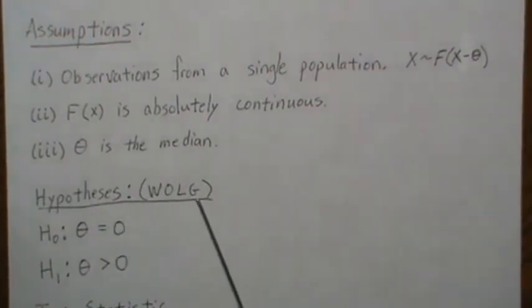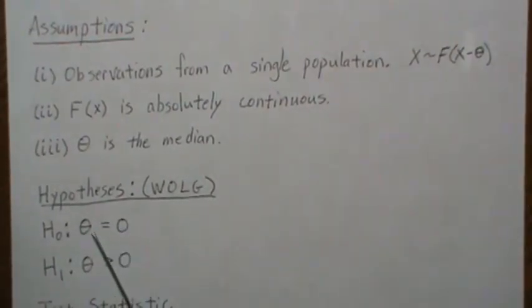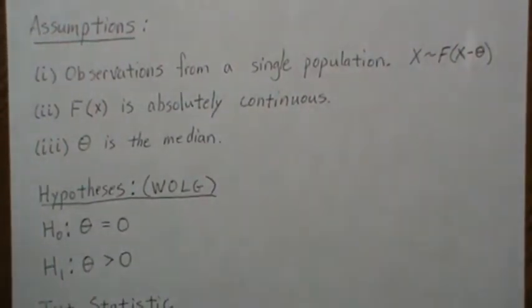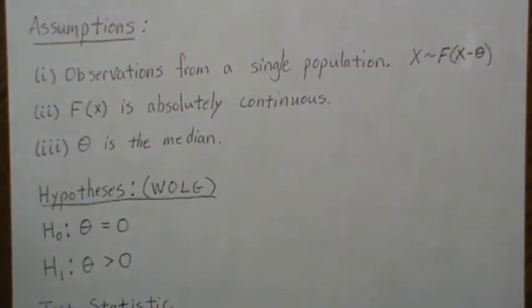So without loss of generality, we're going to just assume that the median is 0 versus that it's bigger than 0. And really it could be theta equal to some value theta naught, but then we could convert that into some other random variable, X minus theta naught, and then that new random variable would have a median of 0 under the null hypothesis, and so we'd be back in this setting.